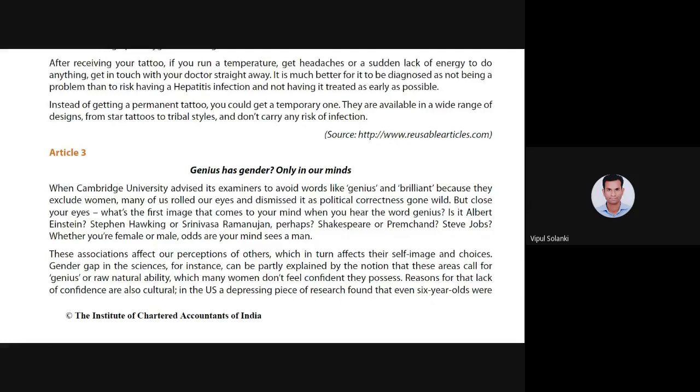Right? So let us read it. Let us read it collectively. Let me invite Srina to read the first paragraph of the article. Yes, Srina, please.